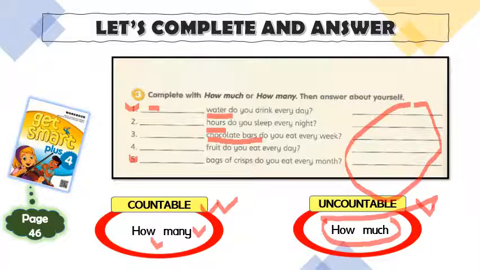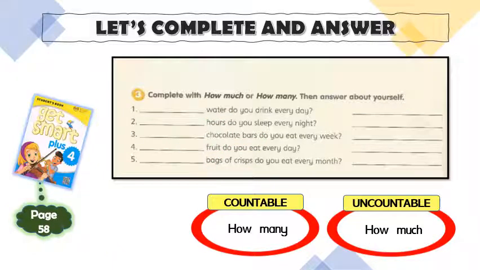What about chocolate bars? Boleh kira tak? Fruits, buah. Boleh kira? So decide first whether the subject is countable or uncountable so that you know you want to use how many or how much. So do it now. Have you done number 1 to number 5? Okay, so now let's move on to this one.